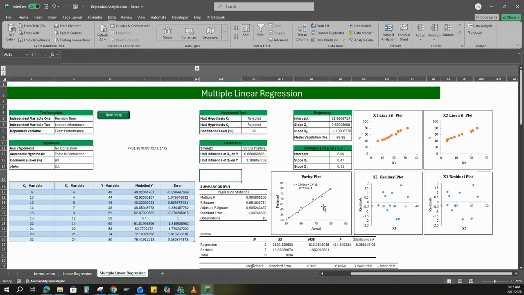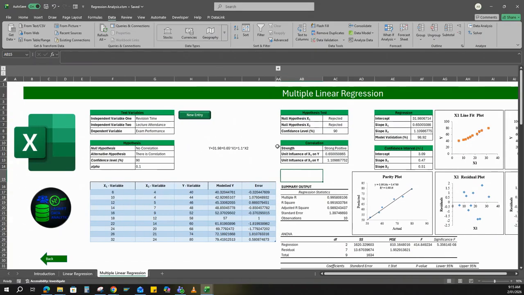So to recap, multiple linear regression is carried out when a dependent variable is dependent upon two or more independent variables and not a single variable. That is when we do multiple linear regression. And the output of a multiple linear regression is a multiple linear equation of the influence of the independent variables on the dependent variable.